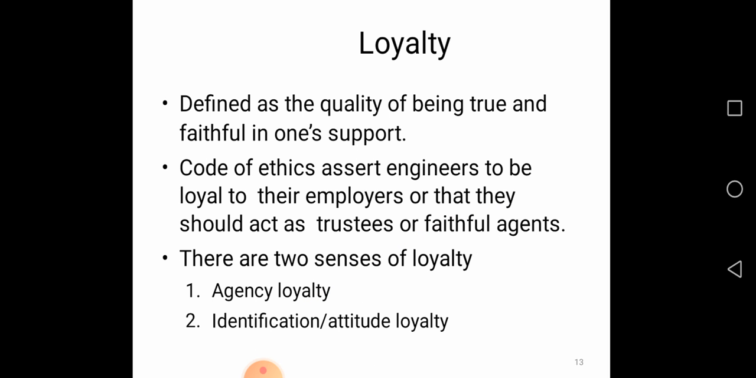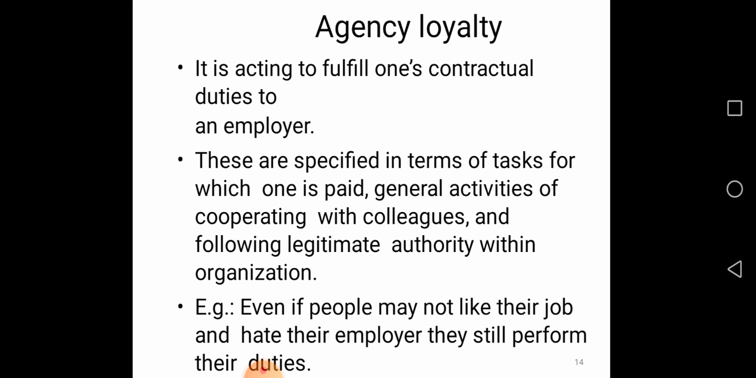Now, all the engineers working in that organization or institution must be considered as faithful agents or trustees for the betterment of the organization. Now, in this aspect, you have two senses of loyalty. The first one is agency loyalty, and the second one is identification or attitude loyalty. Now, what is this agency loyalty?